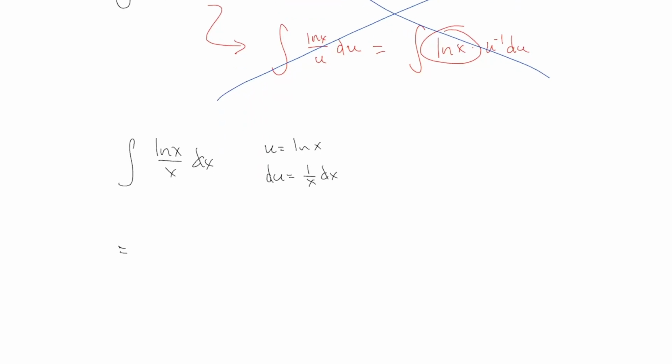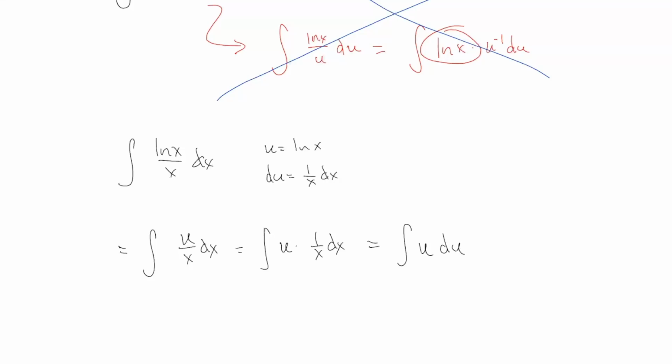How I would write this substitution out, I would say this is the integral of u over x dx. And then if I separate that out, it's u times 1 over x dx. And that is exactly du. So it just says the integral of u du, and the substitution is complete.